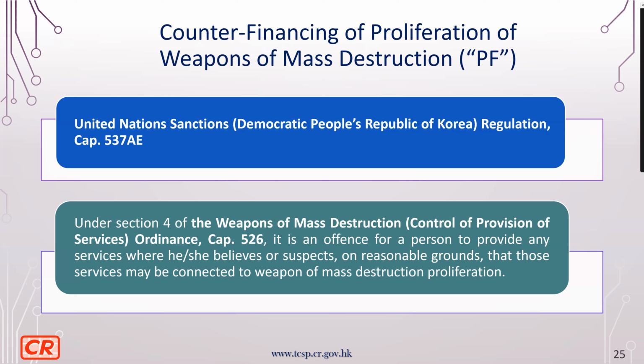At the UN level, to combat the financing of proliferation of weapons of mass destruction, known as PF, the UN Security Council has implemented sanctions against North Korea. Such targeted financial sanctions are implemented in Hong Kong by the relevant regulation under the UN Sanctions (Democratic People's Republic of Korea) Regulation, Cap 537AE, as shown on the slide. Please note that it is an offense under Section 4 of the Weapons of Mass Destruction (Control of Provision of Services) Ordinance, Cap 526, to provide any service to another person where he believes or suspects on reasonable grounds that those services may be connected to PF, including, for example, the lending of money or provision of other financial assistance.